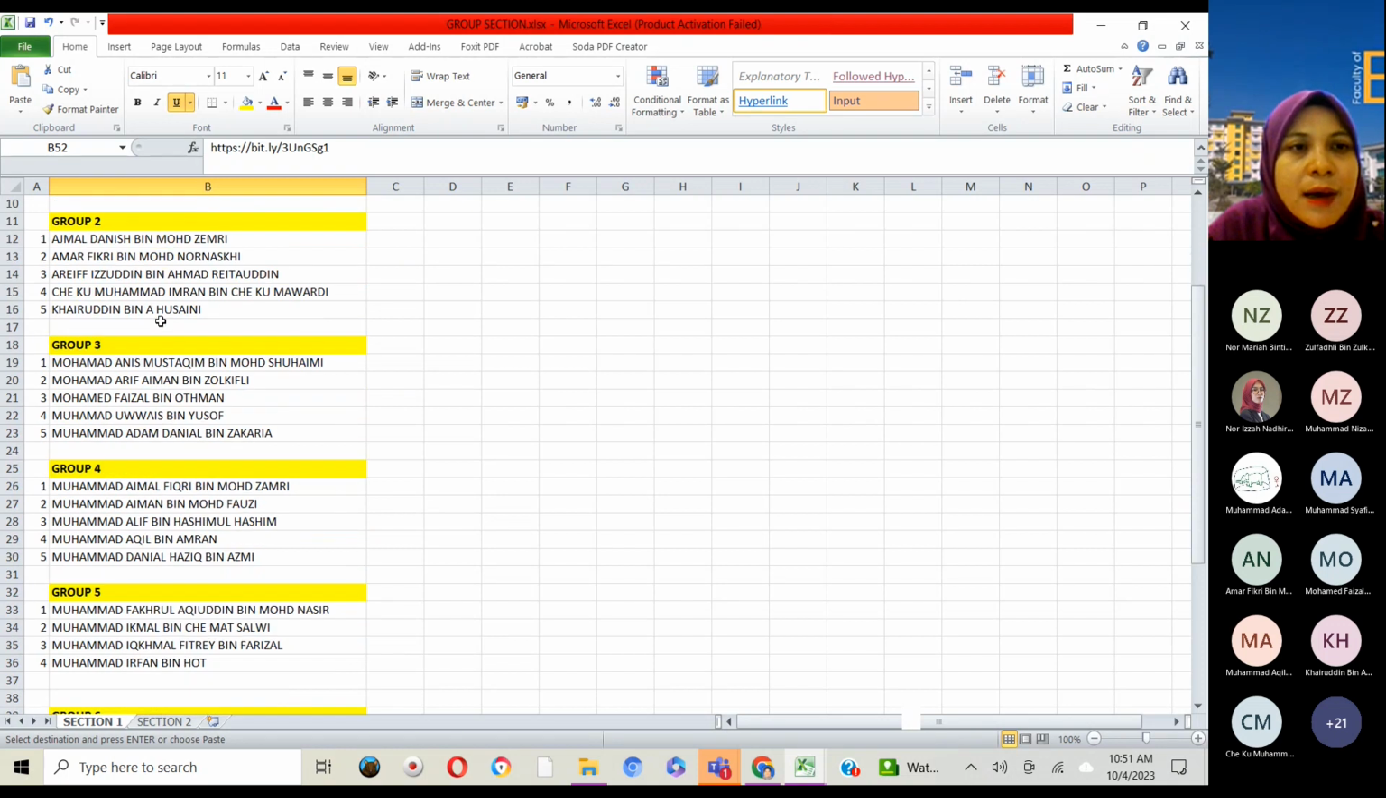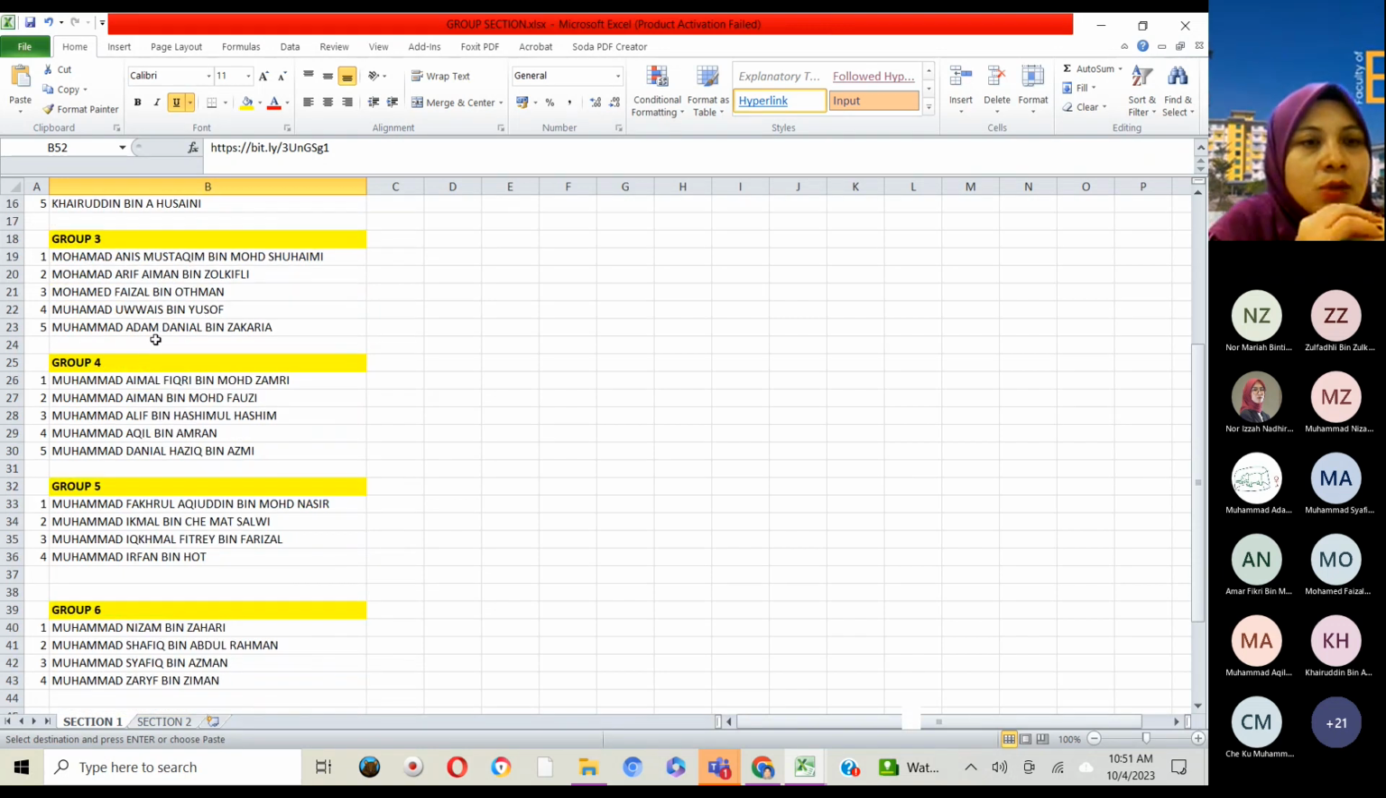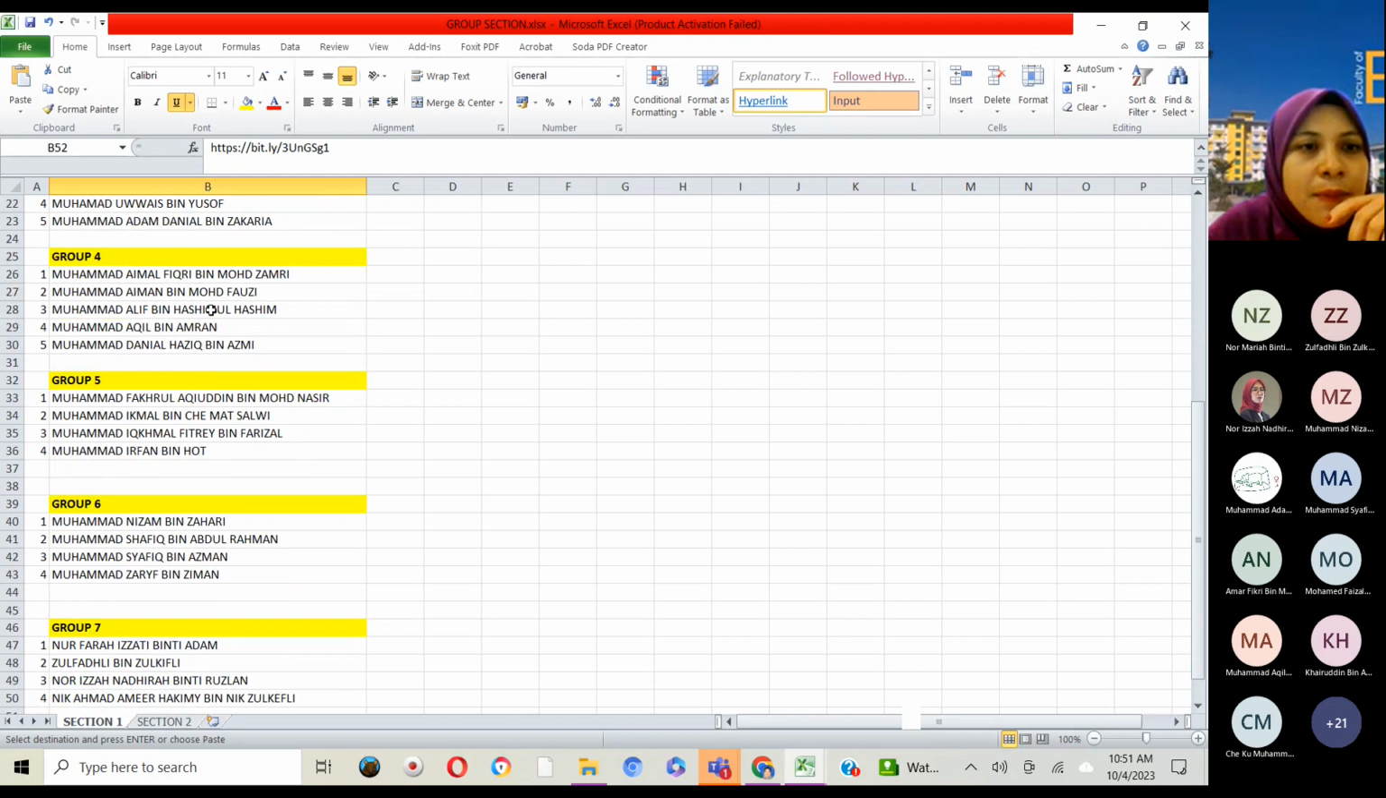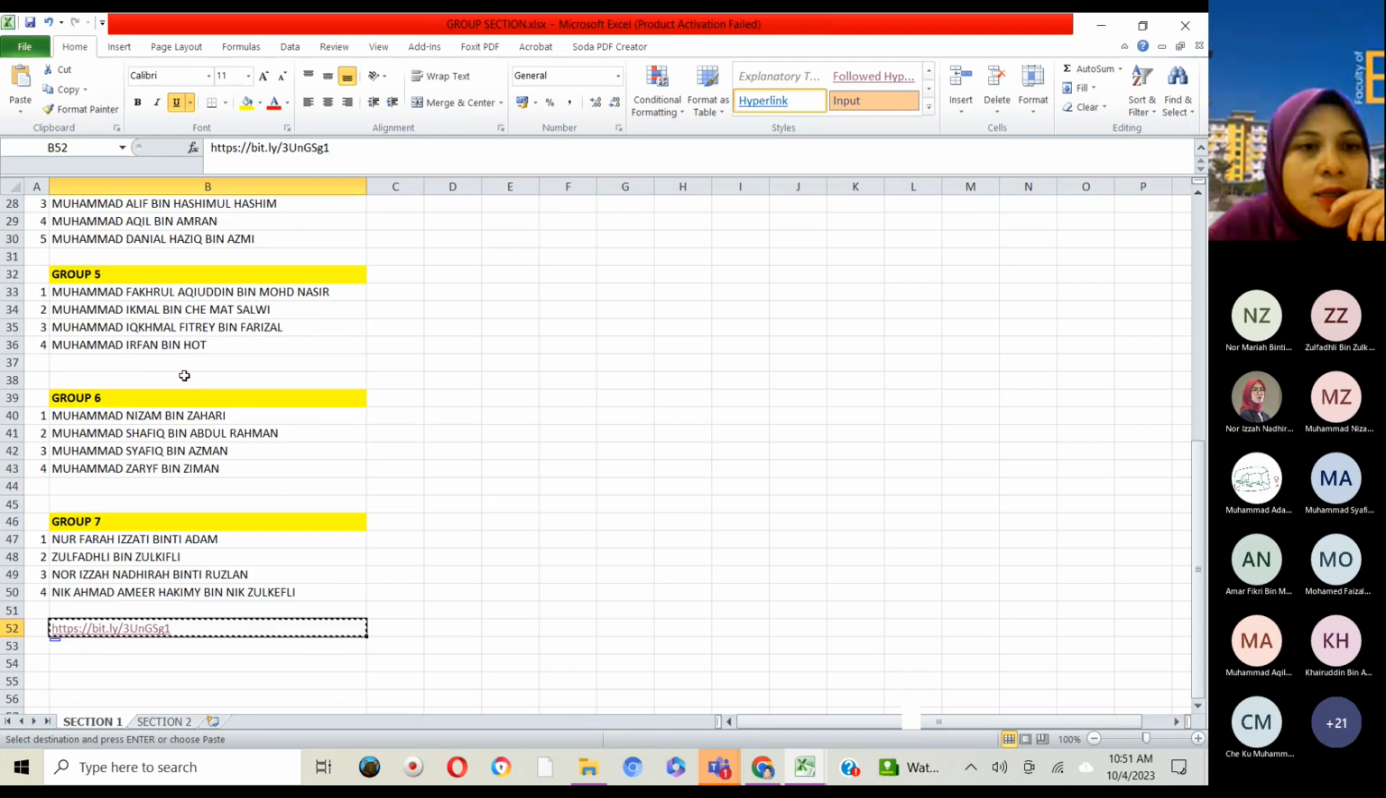Group 2: Ajmal, Ahmad Fikri, Arif, Cikgu, Muhammad Imran, Khairuddin. That one is group 2. Group 3: Muhammad Anis Mustaqim, Muhammad Arif Aiman, Muhammad Faizal, Muhammad Wais, Muhammad Adam. All heroes, no flowers. Group 4 is Muhammad Aiman Fikri, Muhammad Aiman, Muhammad Alif, Muhammad Akil, Muhammad Daniel Haziq. Same name as my son. Group 5: Muhammad Fakhrul Akwidin, Muhammad Ikmal, Muhammad Ikhmal Fitri, Muhammad Irfan bin Irfan.